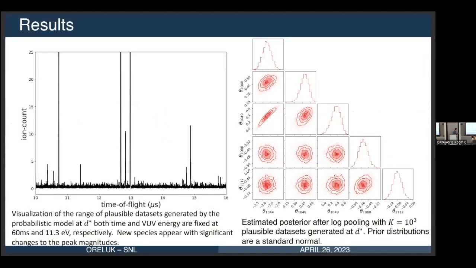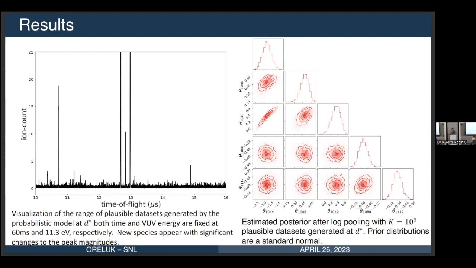Okay, so on the left-hand side, I'm showing, again, a slice, because the data is in a 3D space of energy, time, and time of flight. So I'm just looking at a slice here and showing you what the plausible data sets look like. If we go around, you can see as we sample plausible data sets, we see the presence of new species and the magnitudes of the peaks change quite a bit. So there's a lot of interesting things happening at this design condition. On the right-hand side, we see a posterior density.